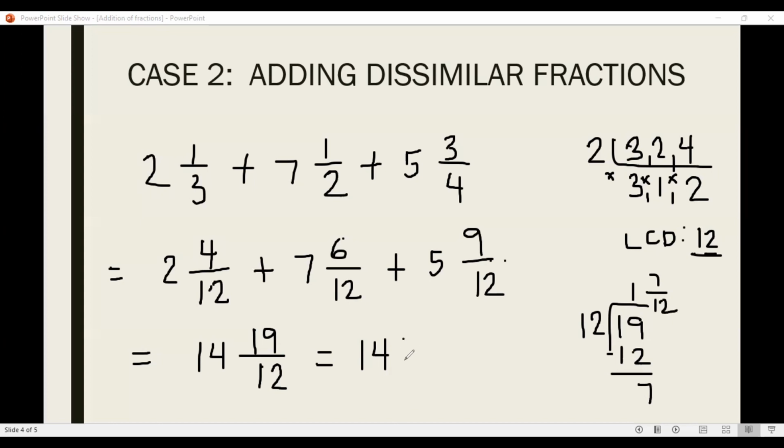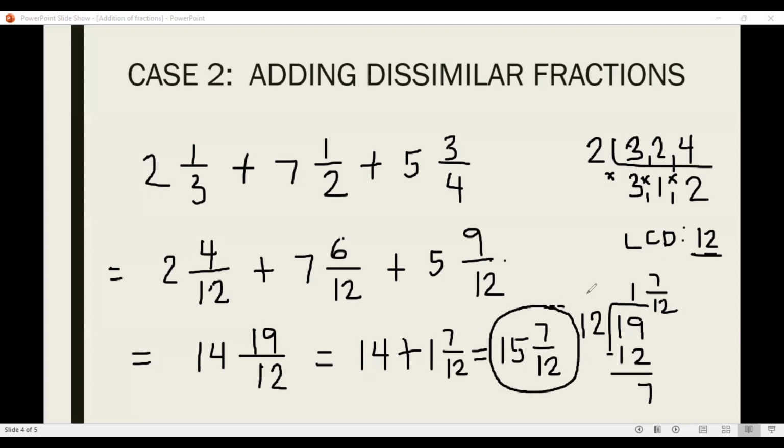So, this simply means that we are now adding the existing 14 to the value of 19 over 12, which is actually 1 and 7 over 12. And therefore, the final answer for this is 14 plus 1. That gives us 15. And then, we have to copy 7 over 12. So that is how we could apply addition of fractions.